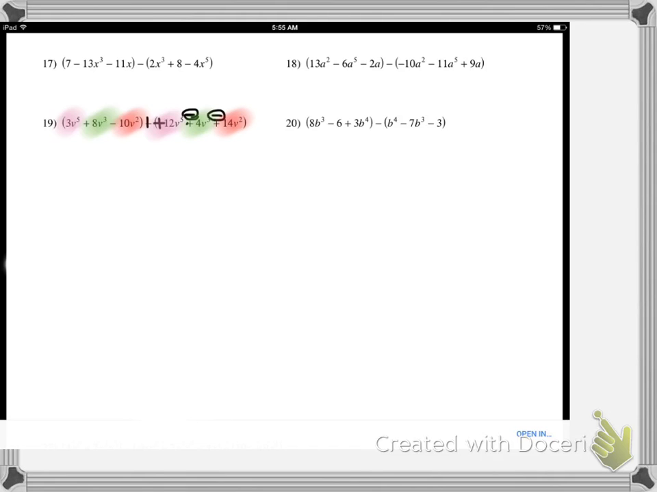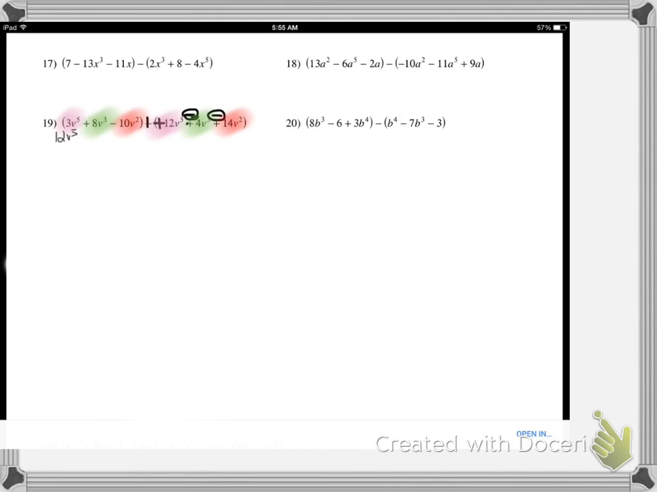So the rules of adding and subtracting are very specific in algebra. You can only combine exactly alike terms. So in this case, I can combine my pink 3v to the fifth with my 12v to the fifth. And I will have to write this whether I like to or not.